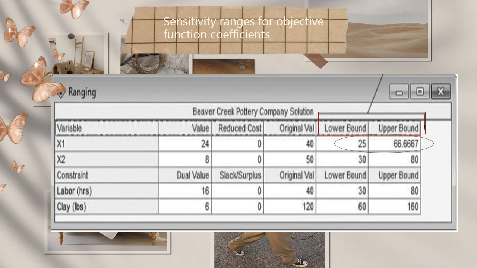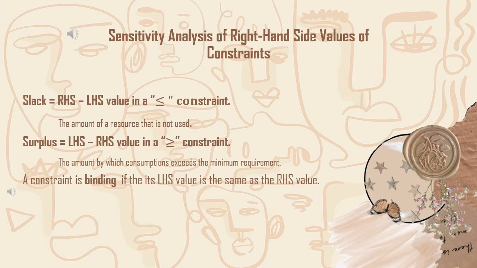So what we have here are the sensitivity ranges for the objective function coefficients for our example. Notice that this output provides the upper and lower limits of the sensitivity ranges for both variables x sub 1 and x sub 2. Since sensitivity analysis is a very long topic, I will just briefly introduce sensitivity analysis of right-hand side values of constraints, where I'm going to define two terms.